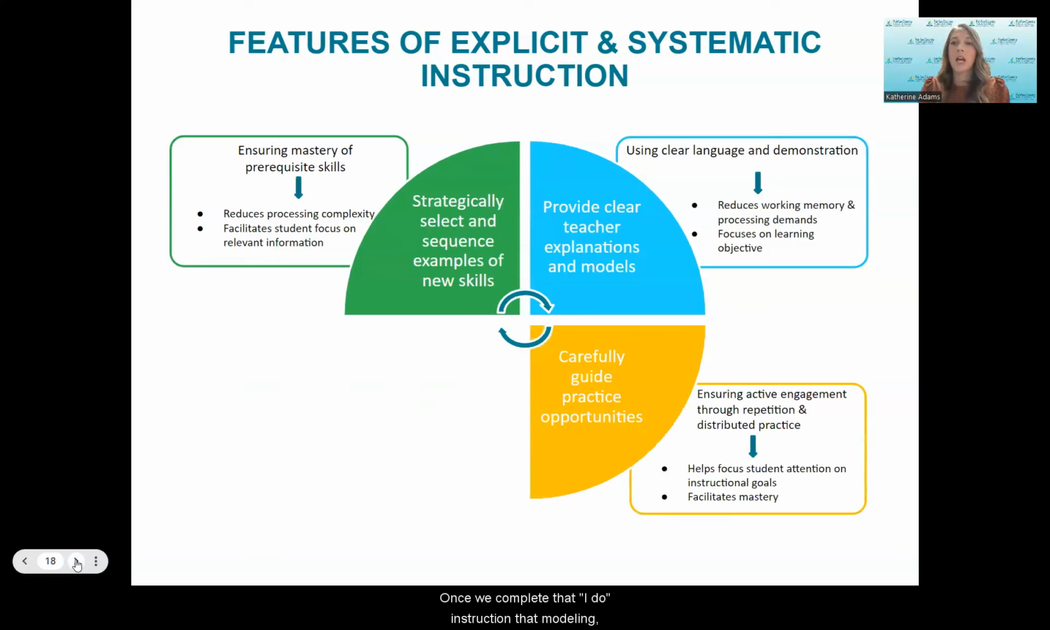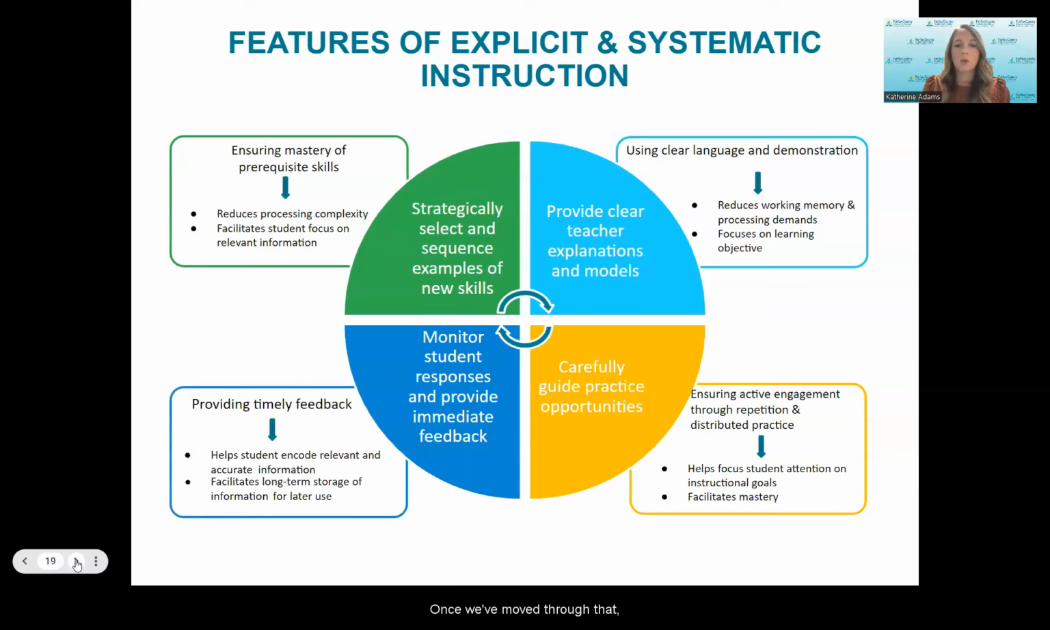Once we complete that I do instruction, that modeling, then we shift and transition into that we do. It's an opportunity to carefully guide practice for students. We want to make sure that we keep students actively engaged through repetition and distributed practice. Again, this perky pace comes in really handy here, and it helps students focus their attention on the instructional goals and facilitates mastery, having multiple opportunities for practice.